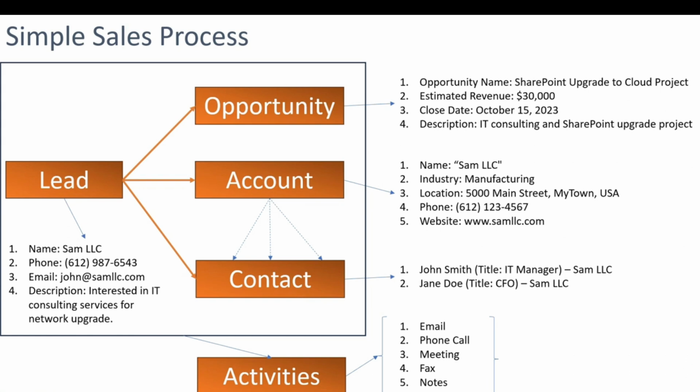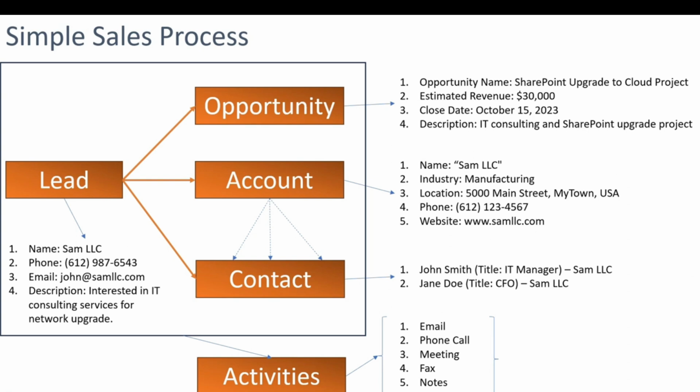Say, for example, a lead, right? We collect basic information about the person and their interest. They may have a company name as well. After multiple calls, meetings, and follow-ups, the lead is converted to an opportunity. So at this stage, we have an option to create an account and a contact, either manually or automatically.